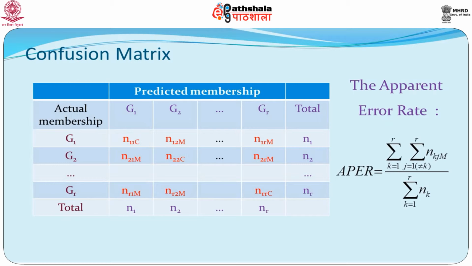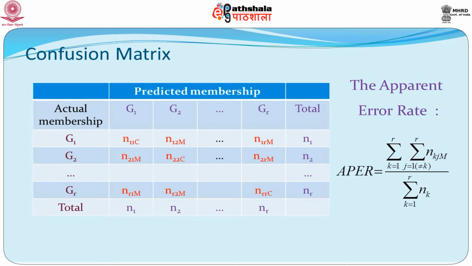Given this confusion matrix, we can define the apparent error rate, APER, as the sum over k and j, k not equal to j, of n_kj^M, divided by the summation of nk. If you look at the denominator, this is simply the size of the sample, and the numerator is simply the number of misclassified individuals. So, the apparent error rate is the ratio of the number of misclassified individuals to the total number of individuals in the sample, and this gives you a very good idea of whether the rule is good enough or not.